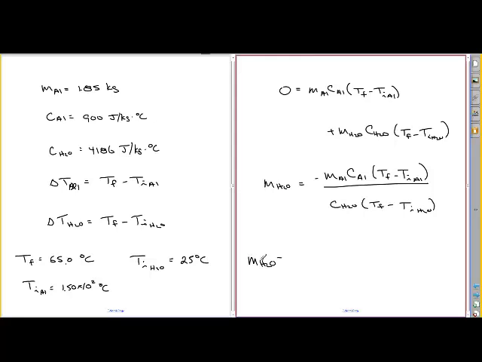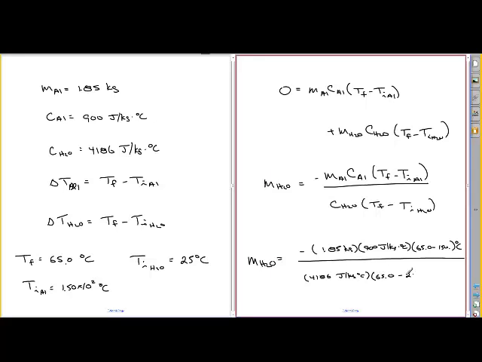So now we know everything. Let's stick it in there. So the mass of the water for this thing to happen is negative the mass of the aluminum, which is 1.85 kilograms, times specific heat of aluminum, which is 900 joules per kilogram degree C. T final is 65.0 minus T initial, which is 150 degrees C, divided by the specific heat of water, which is 4,186 joules per kilogram degree C.